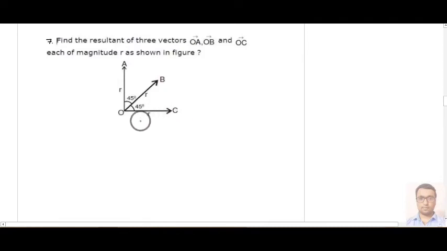Now we have three vectors: vector OC, vector OV and vector OA. All three are equal in magnitude, and we are asked to figure out the resultant force or resultant vector. So how will we solve this?